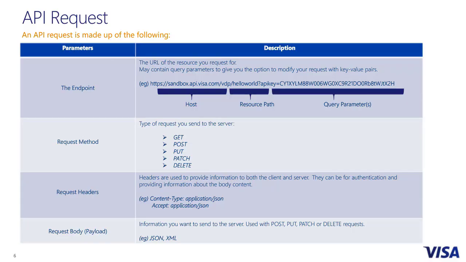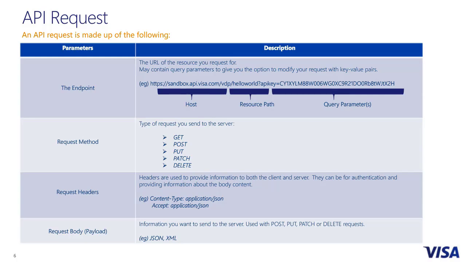Your request headers are basically used to provide information to the client and server. So mostly they are used for authentication. They can also be used for providing any information about the content. So for instance, if you look at the examples we have given, we have content type as application/JSON. So it basically indicates that the content which is used in this API call is of type JSON. And accept application/JSON means your API will accept JSON requests.